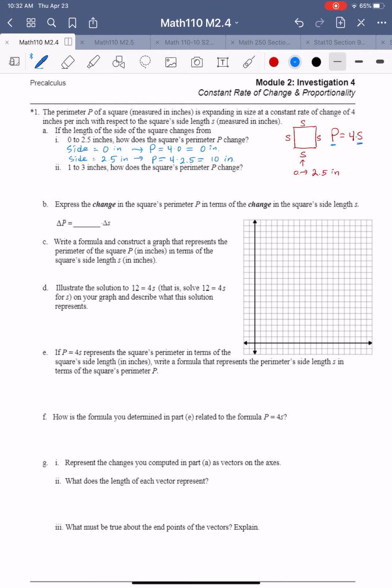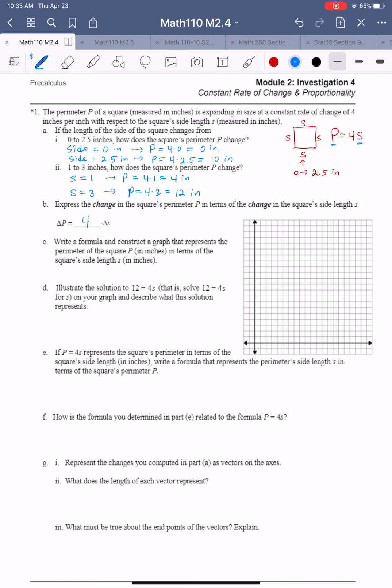Now what about 1, 2, 3? When the side is 1, the perimeter is 4 times the side, which is 4. When the side is 3, the perimeter is always 4 times the side, and it becomes 12 inches. So the expression for the change in the square's perimeter P in terms of the change in the side length is: the change in perimeter is always 4 times the change in side.